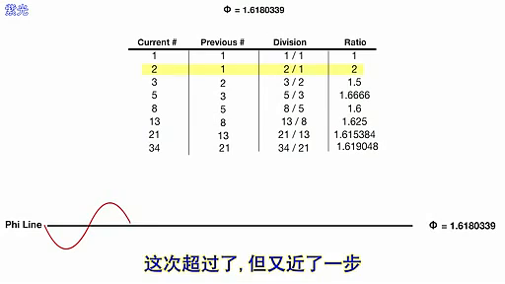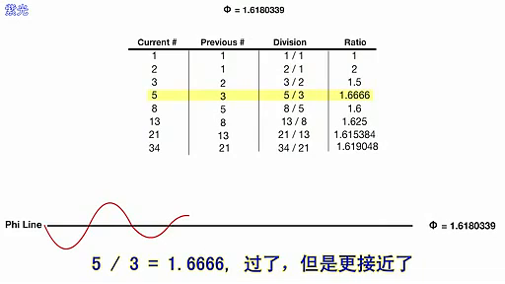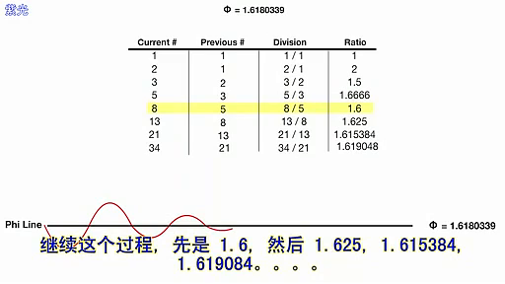This time it's over phi, but closer. 3 into 2 is 1.5, which is under, but closer still. 5 into 3 is 1.666. This time it's over, but even closer. Continuing with that, it's 1.6, and then 1.625, 1.615384, 1.619048, and so on.